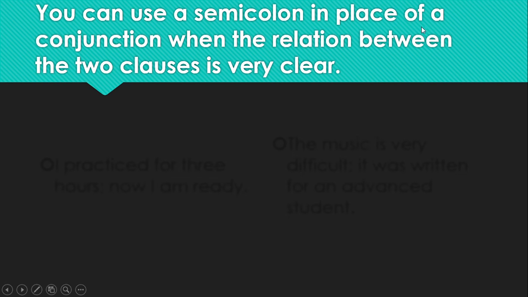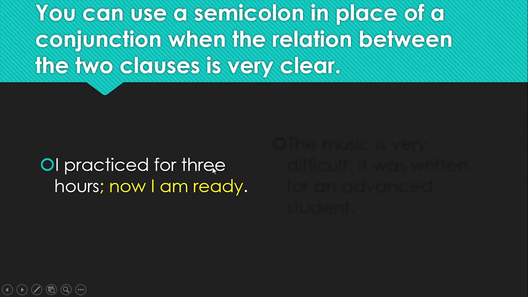You can use a semicolon in place of a conjunction when the relation between the 2 clauses is very clear. In other words, if the 2 clauses, the 2 sentences, are related, then you can do that. If you're going to say and or but, they have to be related. So I practiced for 3 hours; now I am ready. Rather than saying I practiced for 3 hours, comma, and now I am ready, this is an option. Don't have the conjunction in there. The semicolon takes the place of the conjunction, meaning and, but, or.